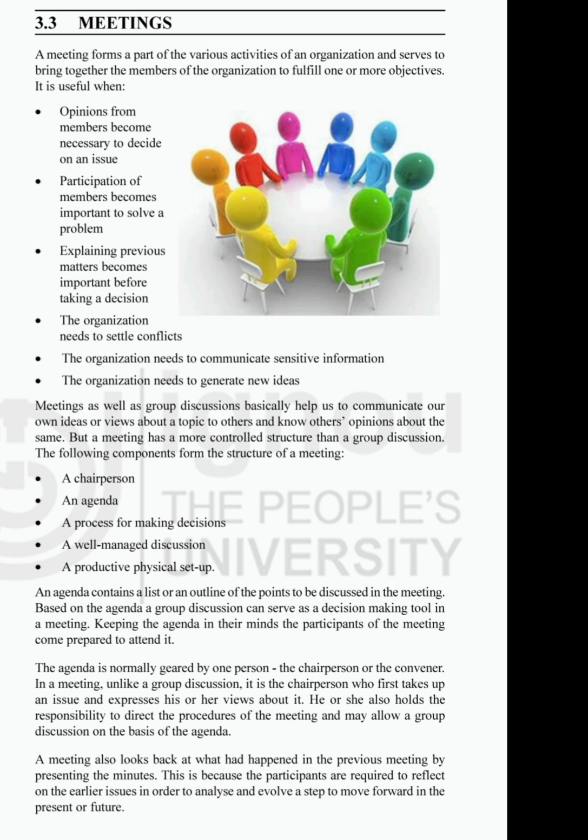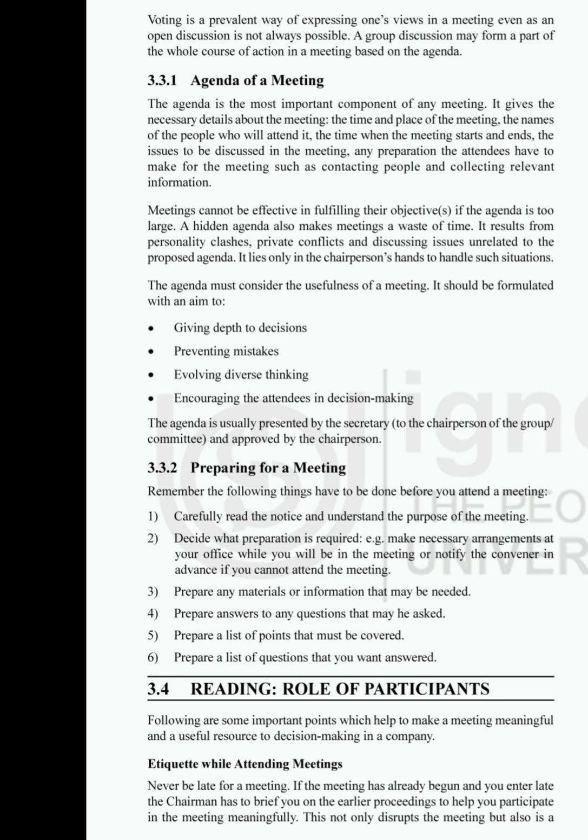He or she also holds the responsibility to direct the procedures of the meeting and may allow a group discussion on the basis of the agenda. A meeting also looks back at what had happened in the previous meeting by presenting the minutes. This is because the participants are required to reflect on the earlier issues in order to analyze and evolve a step to move forward in the present or future. Voting is a prevalent way of expressing one's views in a meeting, even as an open discussion is not always possible. A group discussion may form a part of the whole course of action in a meeting based on the agenda.